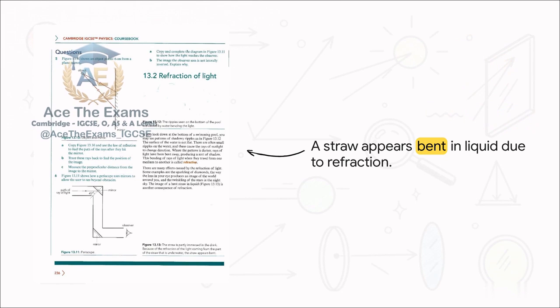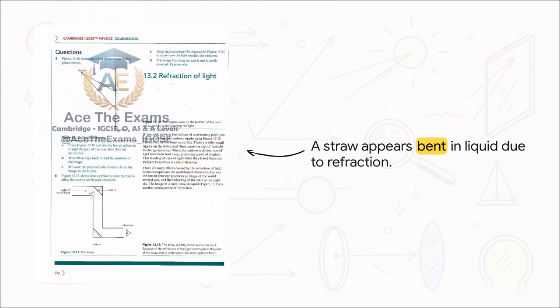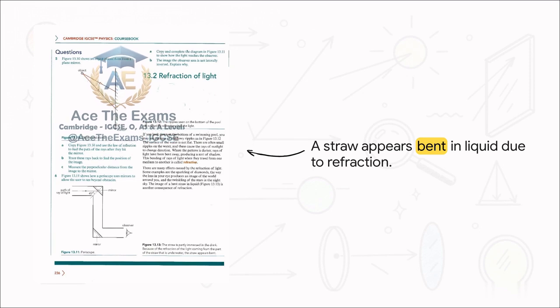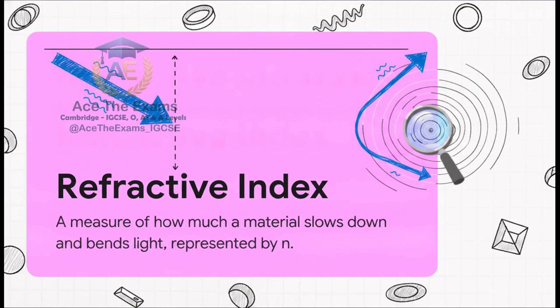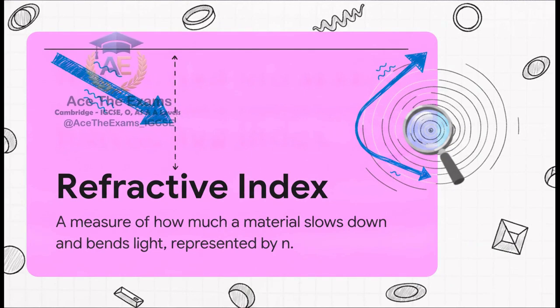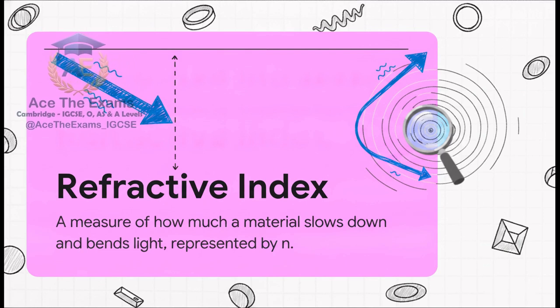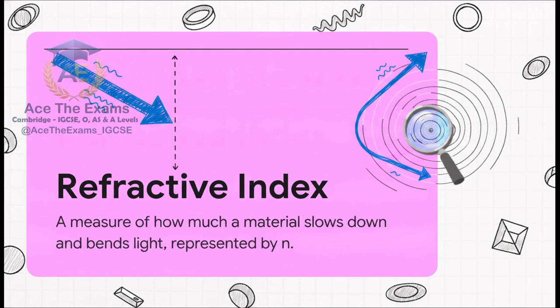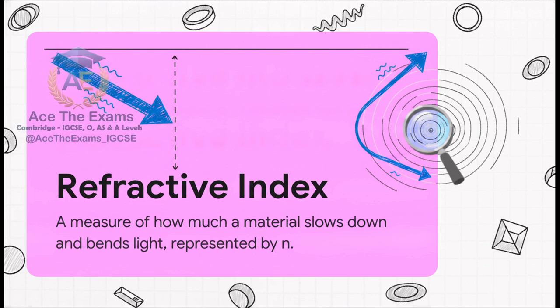It is the exact reason why, if you look at a straight straw sitting in a glass of water, it appears completely snapped or bent right at the surface. You've definitely seen this before. But this bending isn't just random. It's strictly governed by a mathematical value known as the material's refractive index, represented by a little n. Basically, the higher the refractive index, the more the material hits the brakes and slows down the light. When light passes from air into a denser medium like glass, it slows down and bends towards the normal line.